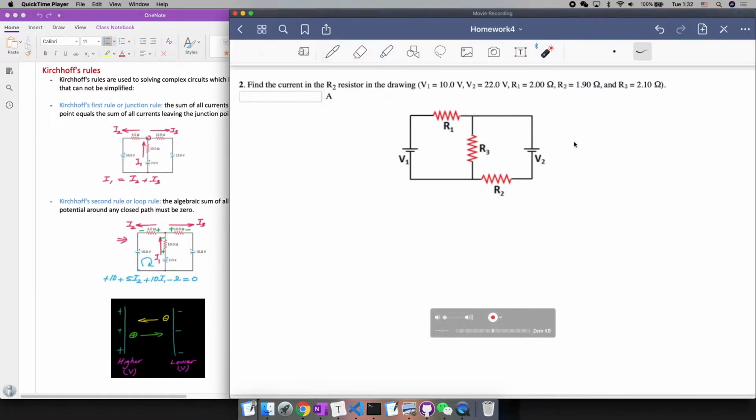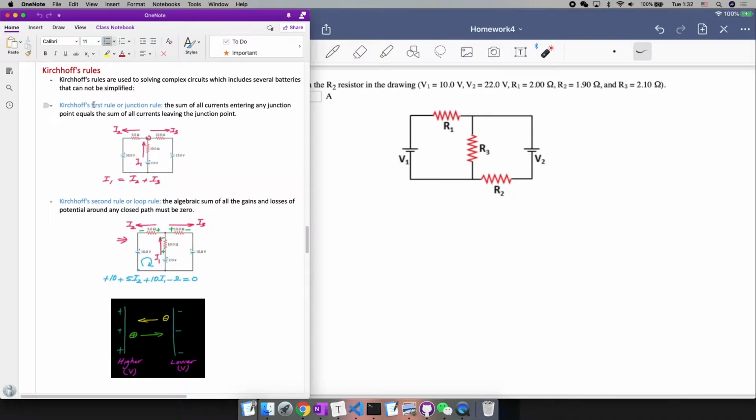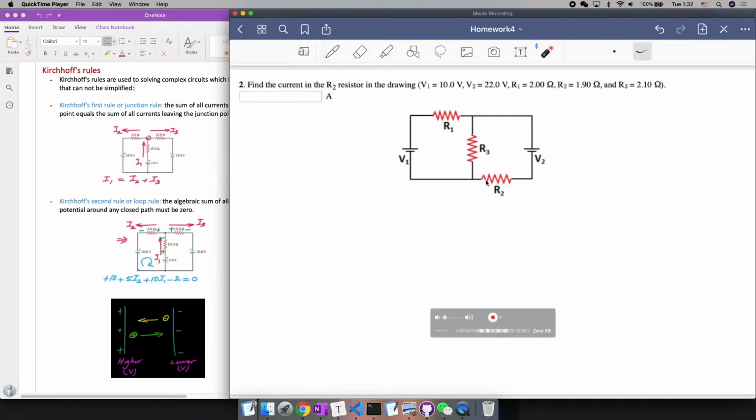All right. First, let's look at the first rule. It's also called the junction rule. It says the sum of all currents entering any junction point equals the sum of all currents leaving the junction point. So let's just apply it to this circuit first.